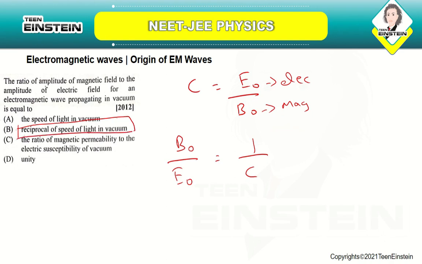Okay. So just making use of this equation, E naught by B naught equal to C. But in this question they have asked you the ratio of magnetic field to the amplitude of electric field. So just inverting it, we will be getting it as 1 by C. So the correct answer is option number B. Okay, let us now move on with the next question.